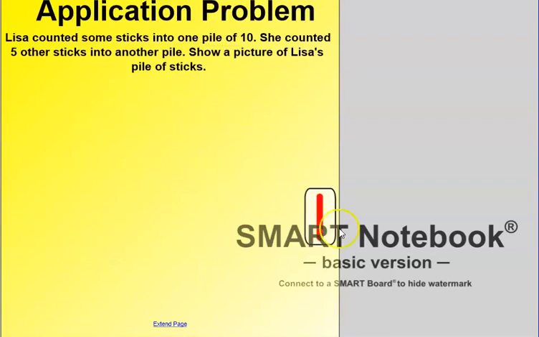All right, so let's get right into it. Our first problem, it says Lisa counted some sticks into a pile of 10. So I have these sticks over here, and I'm going to put them into a pile of 10.